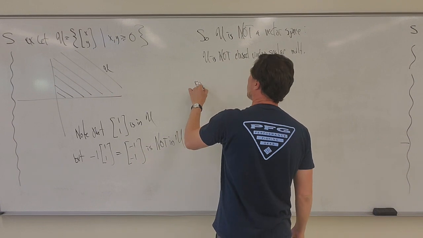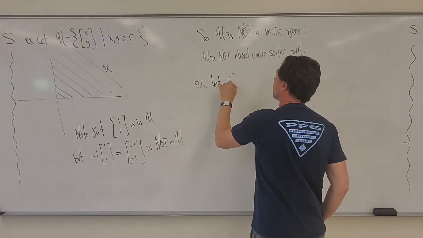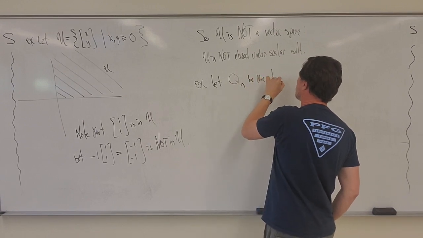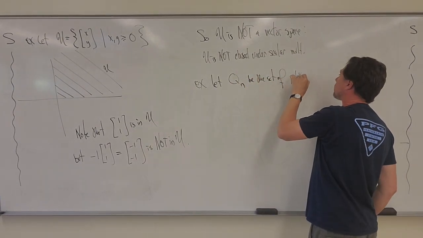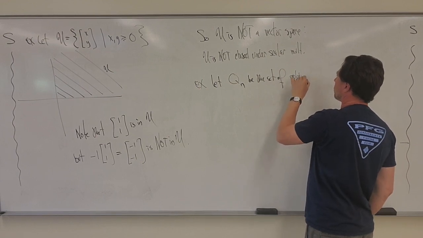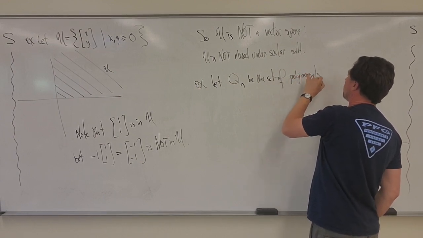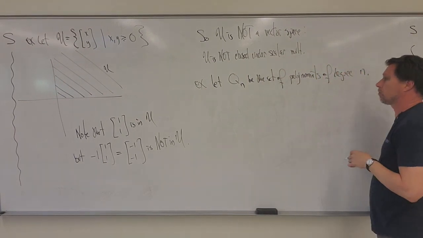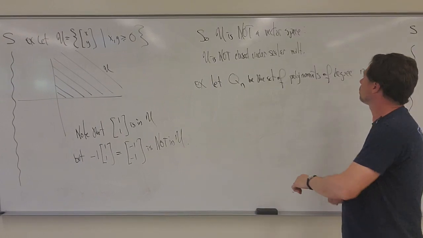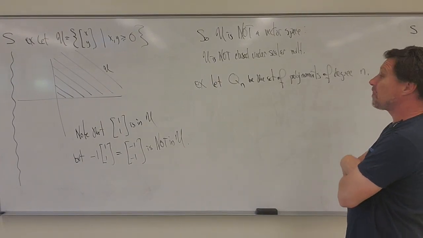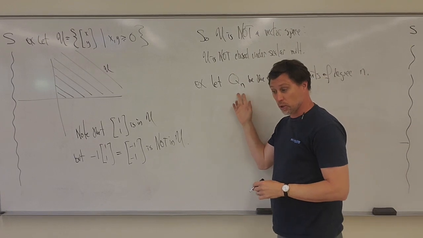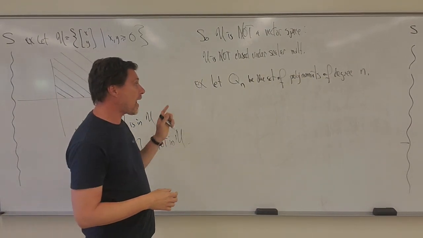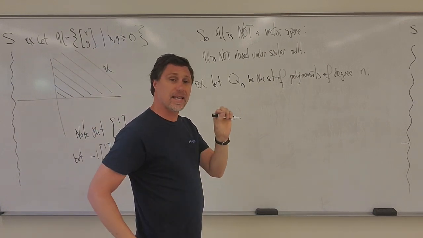Let's do another example. Let's call it Qn be the set of polynomials of degree n. This is different than our set Pn, which we showed was a vector space. Pn was the set of all polynomials whose degree is less than or equal to n. Now we want to look at the set of polynomials whose degree is exactly equal to n.